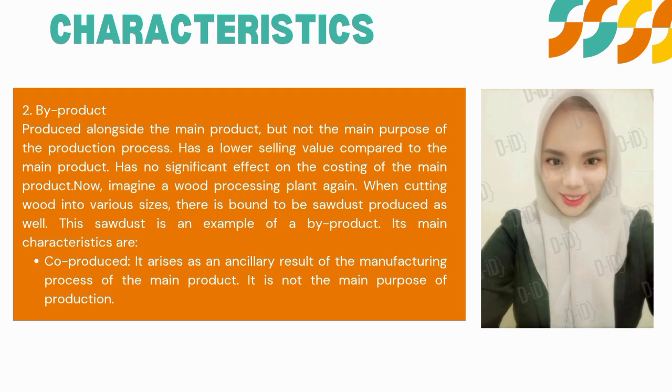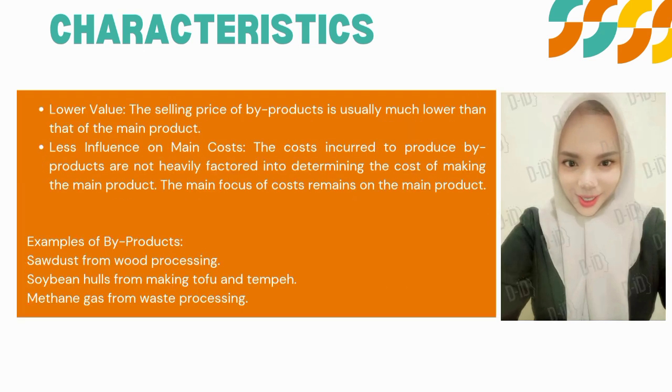Its main characteristics are co-produced. It arises as an ancillary result of the manufacturing process of the main product. It is not the main purpose of production. Lower value. The selling price of byproducts is usually much lower than that of the main product. Less influence on main costs. The costs incurred to produce byproducts are not heavily factored into determining the cost of making the main product. The main focus of costs remains on the main product. Examples of byproducts: sawdust from wood processing, soybean hulls from making tofu and tempeh, methane gas from waste processing.